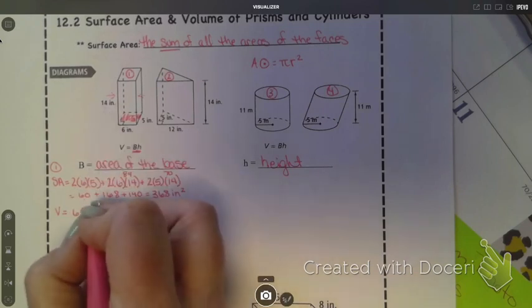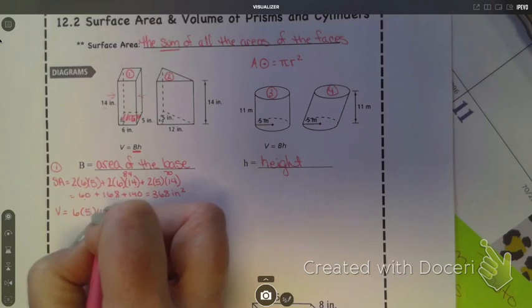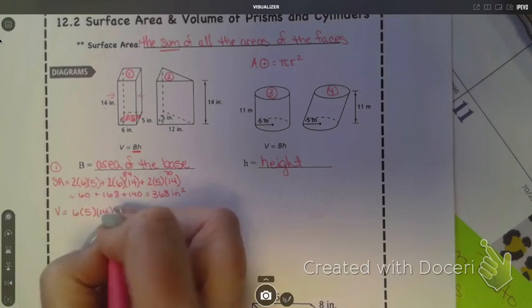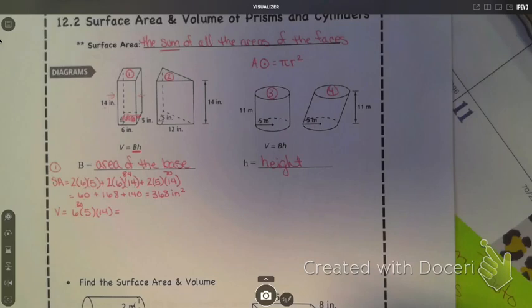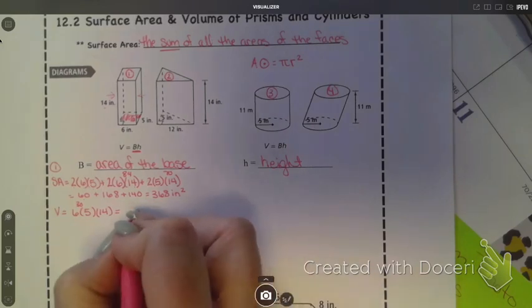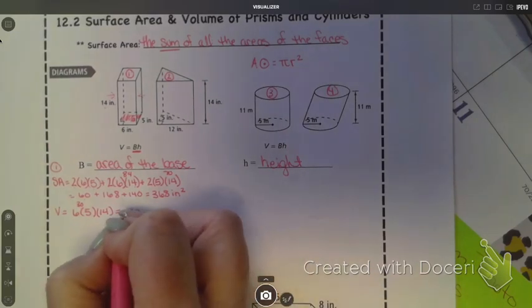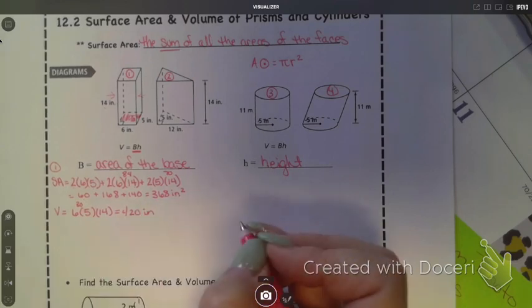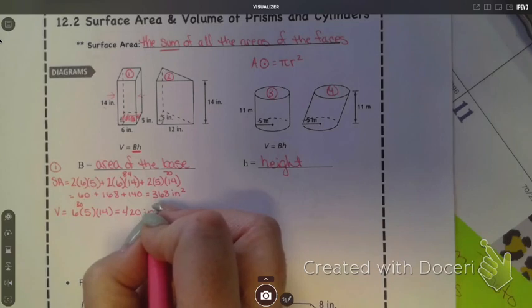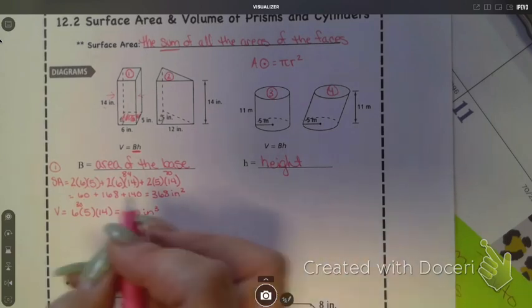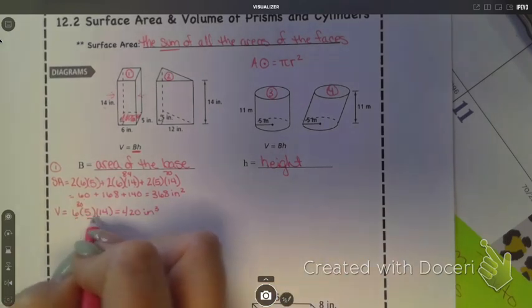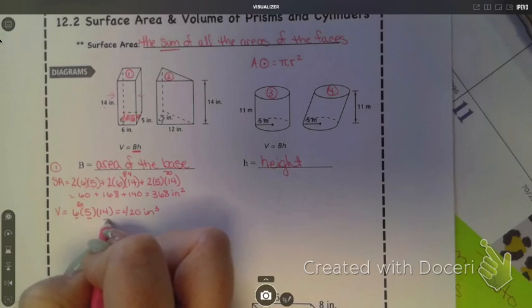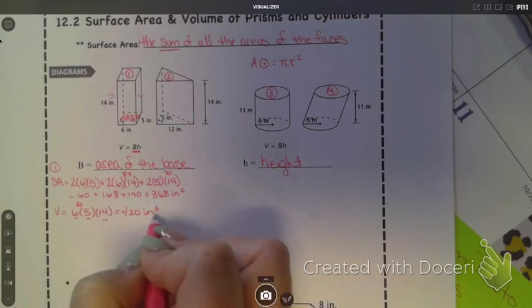14. Well, 6 times 5 is 30, right? So we're going to have a 0, a 2, so 420. Now, this is going to be inches what? Square. No. Cubed. Because it's 6 inches times 5 inches times 14 inches. So it's inches what? Cubed.